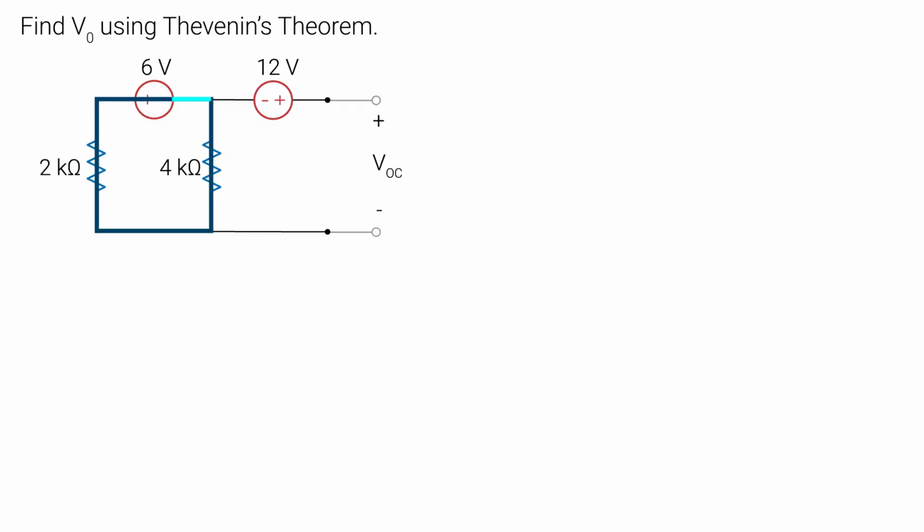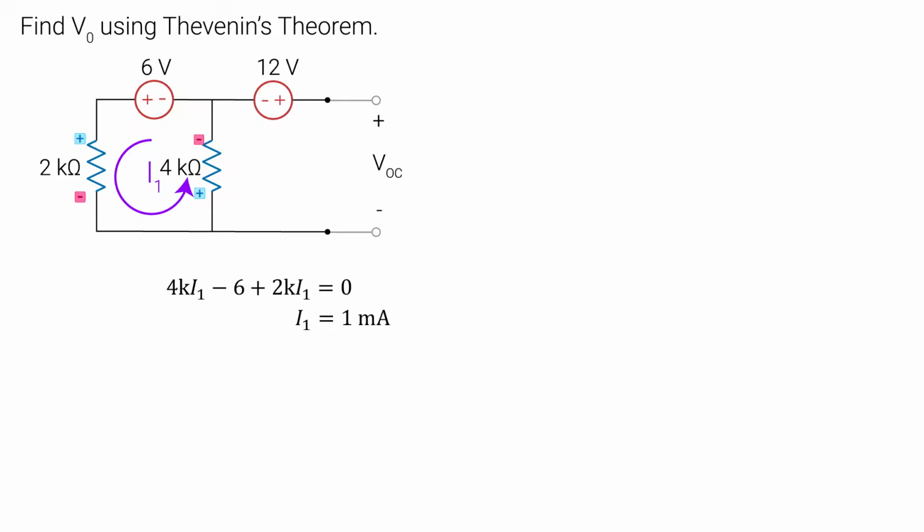That means we can easily write our KVL equation. We will assume a counterclockwise current flow, which means the positives and negatives of our resistors would look like this. Remember, we always assume current enters the positive side on resistors. Let's solve for the current in the loop. We get 1 milliamp. So that means the voltage through this 2K ohm resistor is 2 volts using Ohm's law.